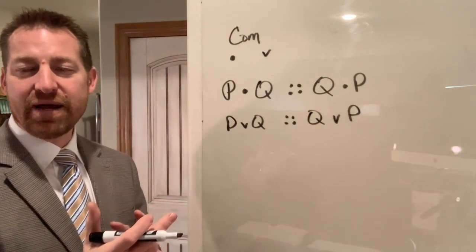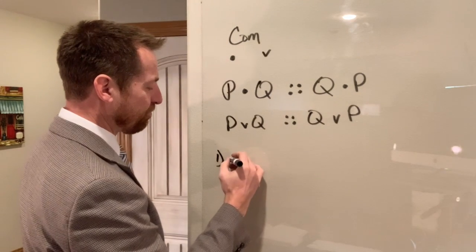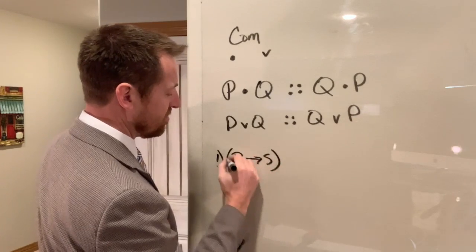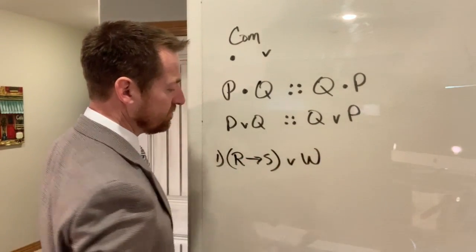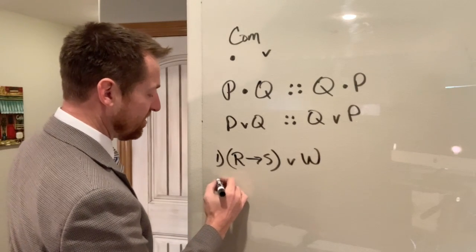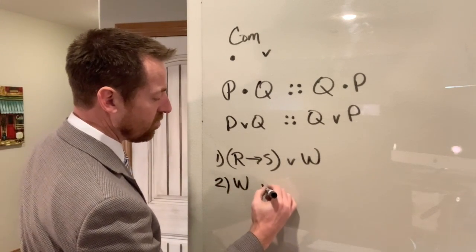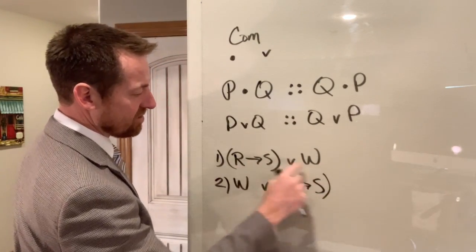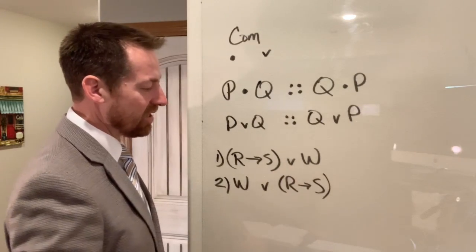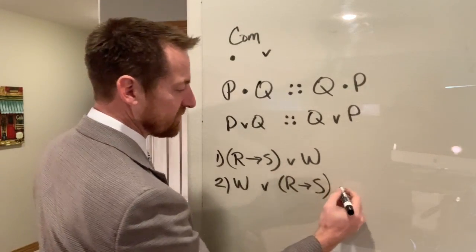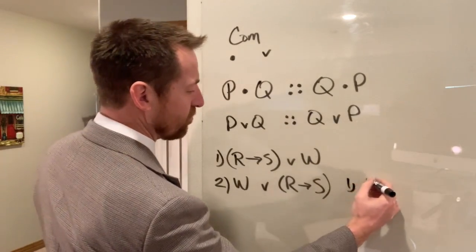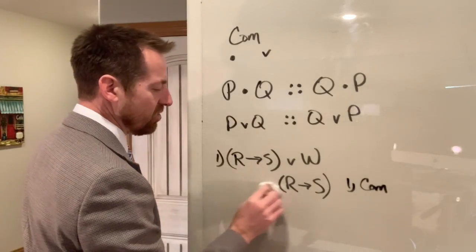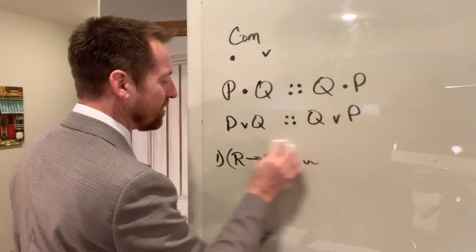So anytime you need to switch it around in your proof, if you had in some line of your proof, I'll make it more complex this time, if R, then S, or W. If you needed to flip that around, you could then say in line 2, W, or if R, then S. Notice I've taken this statement, the main operator being a disjunction, and flipped it around. And that would follow from line 1 and the rule of commutation.